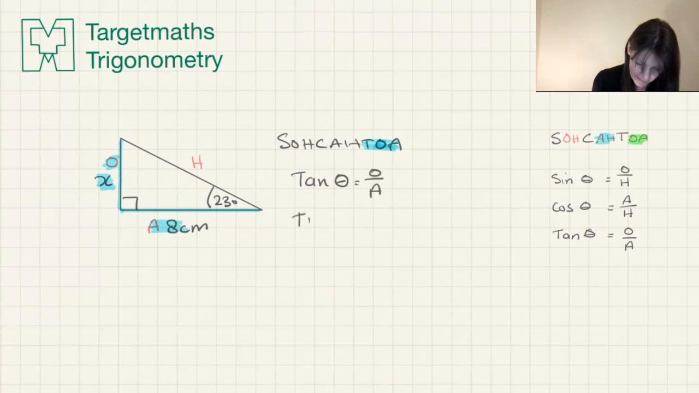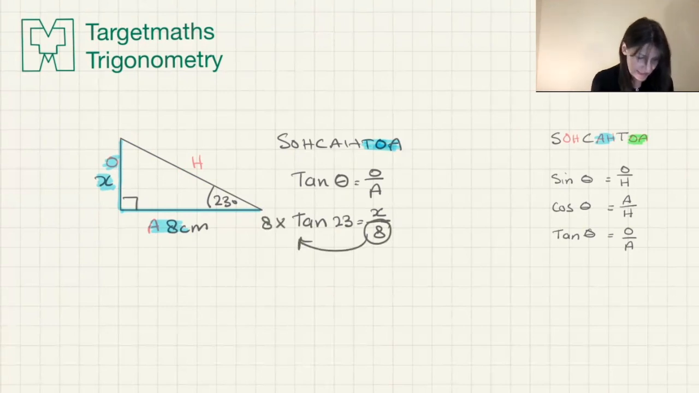Now go and get all the information from the diagram. The angle is 23. The O is X. The A is 8. If I want to know what X equals, I'm going to get it on its own. So that's going to land as 8 times tan 23. Put that in my calculator, and it tells me that X is equal to 3.395. On and on it goes. If we round that to 1 decimal place, it would be 3.4 centimeters.